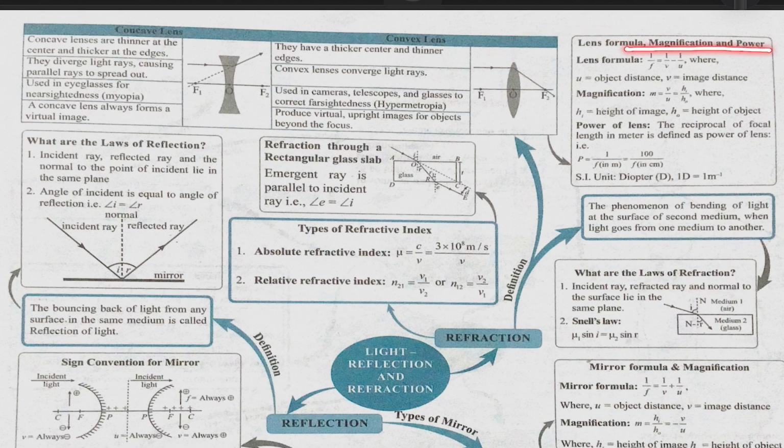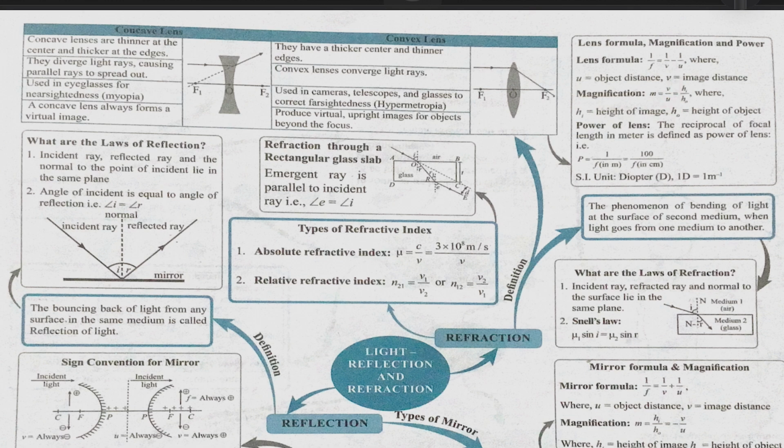So what are the formulas related to these lenses? Lens formula, magnification and power. Lens formula is 1 by f is equal to 1 by v minus 1 by u. Same as the mirror formula. The only thing is we have a negative sign here, where u is object distance and v is image distance. Magnification is equal to v by u. In mirror, it was negative, but here we have positive in case of lens. So magnification is v by u and h dash by h.